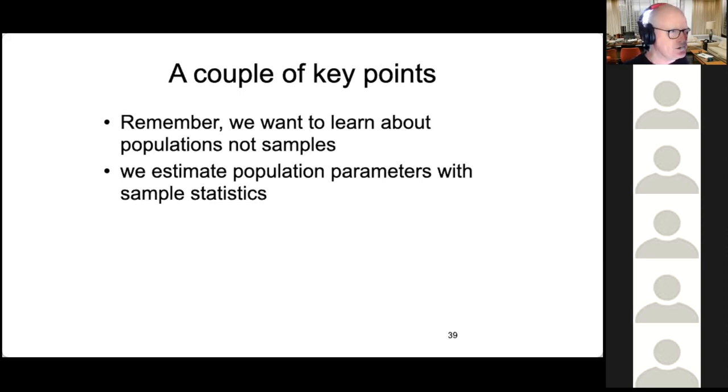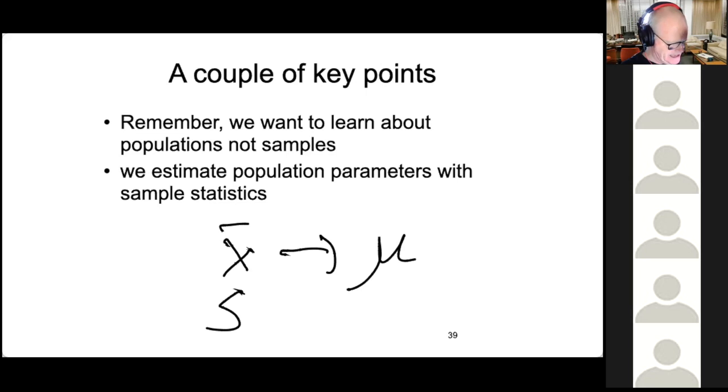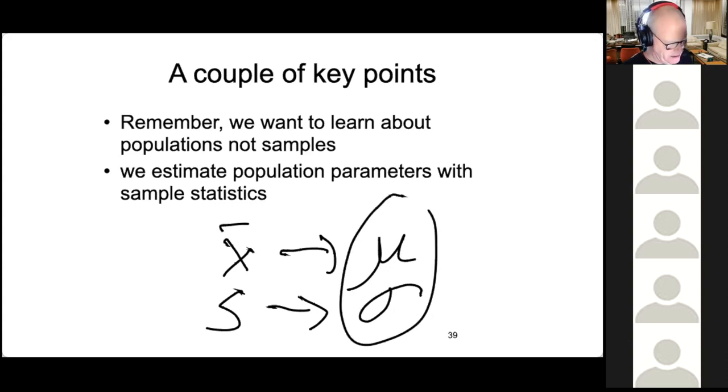If we've got a sample statistic like X bar, we want that to estimate mu. If we've got a sample statistic like S, we want to use that to estimate sigma, the population standard deviation. So we're trying to estimate the population parameters, which we usually denote with Greek letters, with sample statistics. The important thing here is that population parameters are unknown numbers that describe a population. Now, sometimes we eventually can know them.